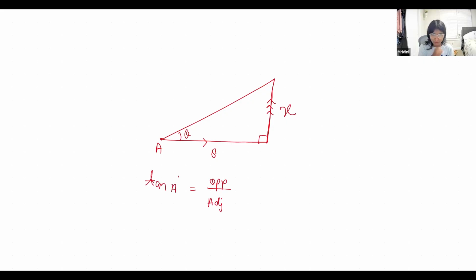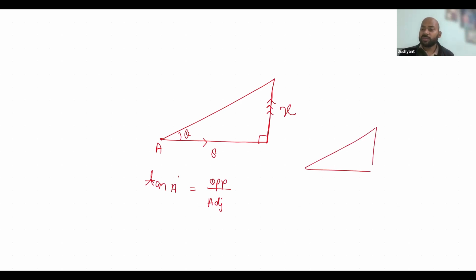Getting my point? Now again, the triangle will be the same, like this only, correct? So they will give you a triangle, again the same situation, but this time we need to find out this side, and this is given. An angle is, of course, angle A.